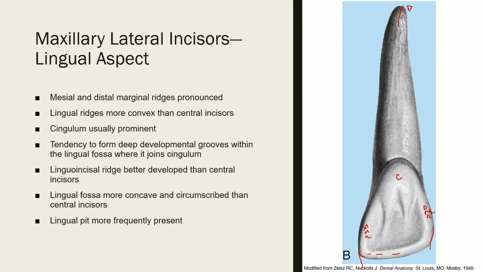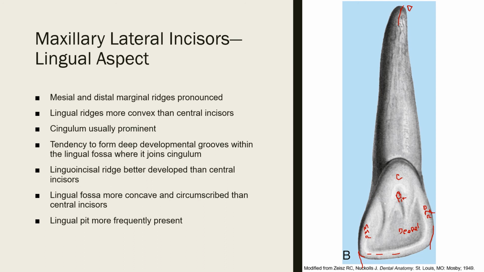Okay. And another thing you're going to notice is that the lingual fossa is going to be more concave and circumscribed than the central incisors. So this is going to be deeper. Okay, a deeper fossa. Now, what happens often, because this is a little more scrunched together, you're going to find a pit right here. And why is that significant? I'm going to put a P, a pit. And that is significant because decay can occur in that area.